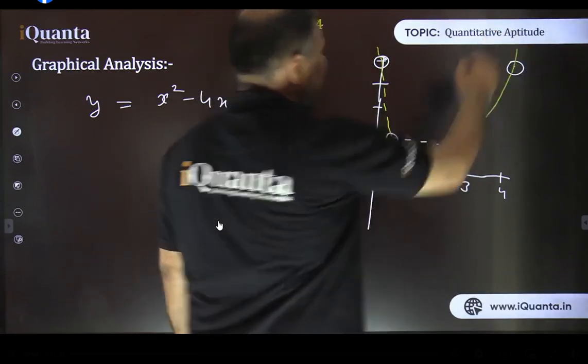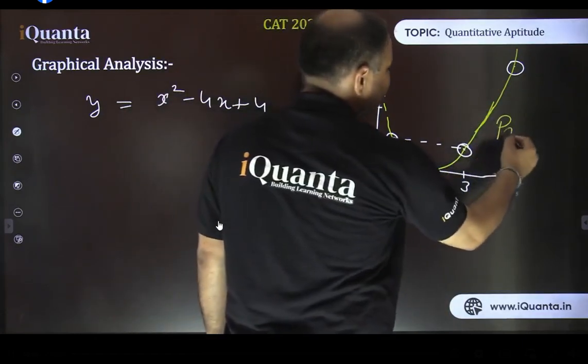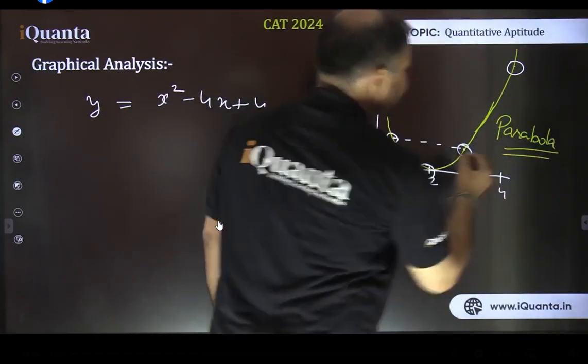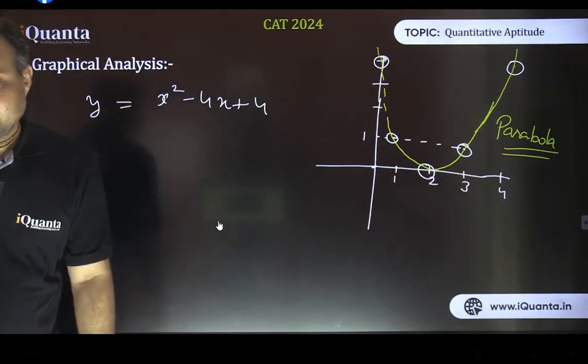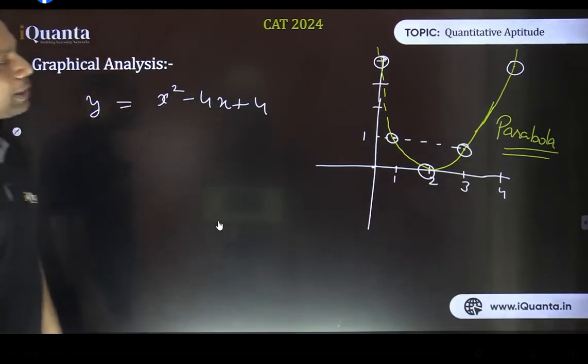It looks like a U or a bell. It is also known as a bell-shaped graph. So mathematically we call it a parabola. So mathematically this graph has a name, parabola. Okay, good. So you are able to identify that.